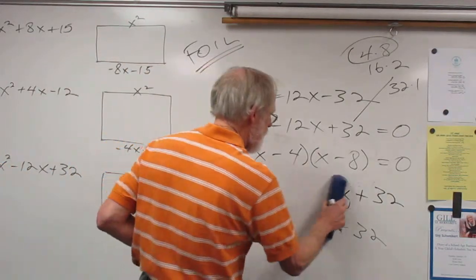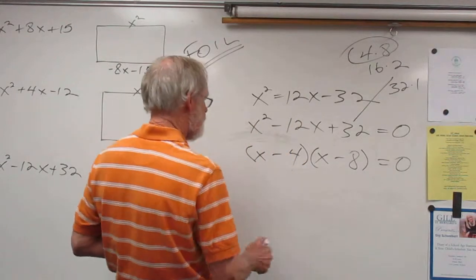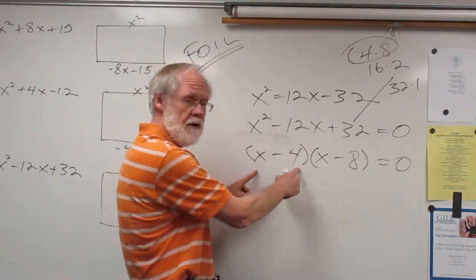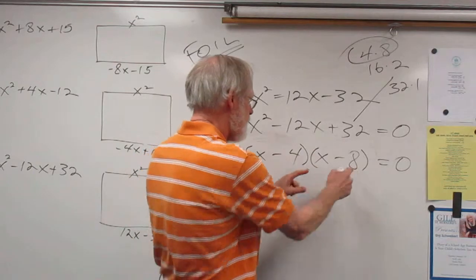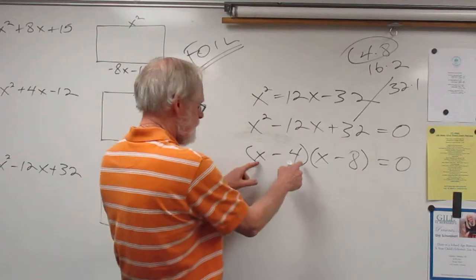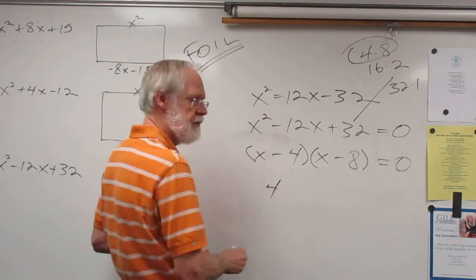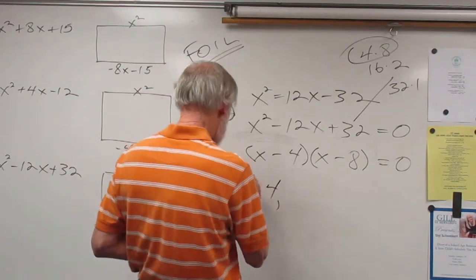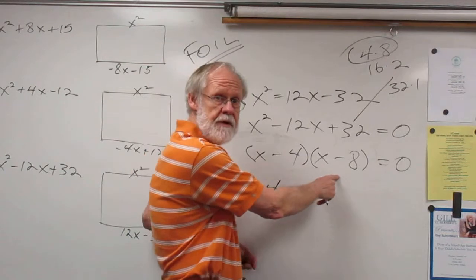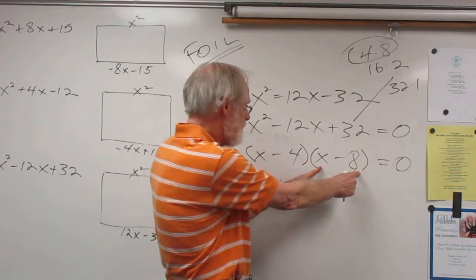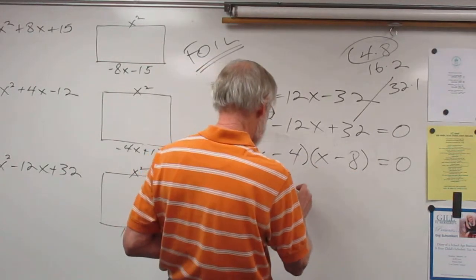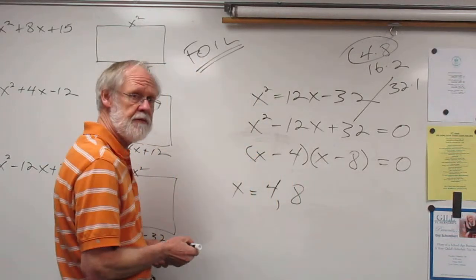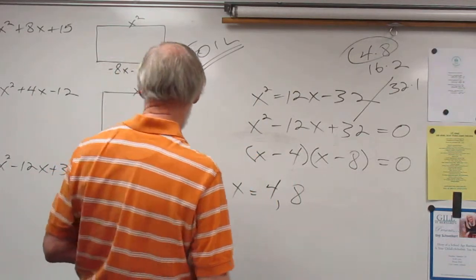And now we want to go back here and find the answers, because we need either this term to be 0 or this term to be 0. So if this term is going to be 0, x has to be 4, because 4 minus 4 is 0. If this term is going to be 0, then x has to be 8, because 8 minus 8 is 0. So we have two possible answers, 4 and 8. Now let's see if they work.